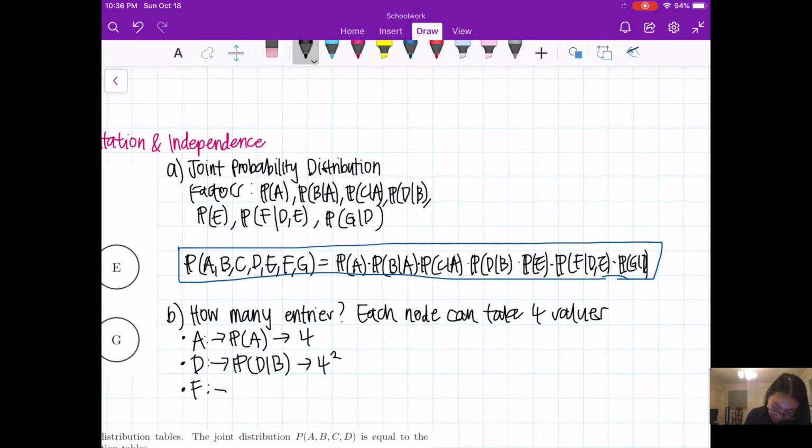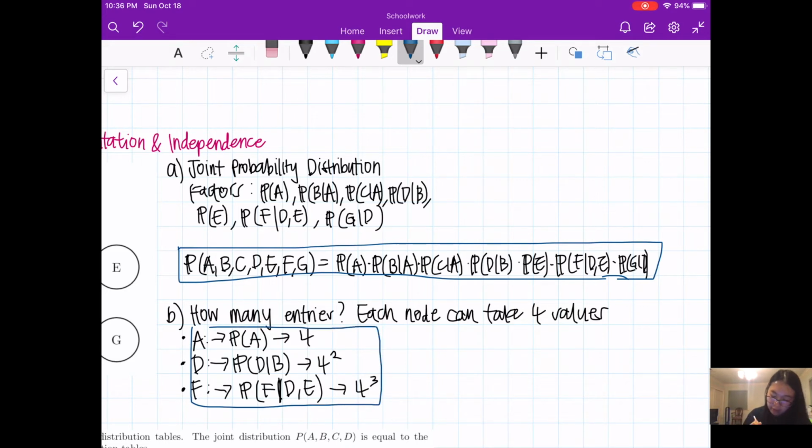And then we can look at F, which is going to be F given D and E. So now 3 variables, so that will become 4 cubed. Based on that, the number of entries that we have are 4 for A, 4 squared for D, and 4 cubed for F. And that will be your answer to part B.